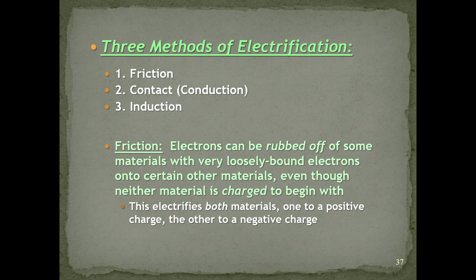So with friction, for example, we'll go through these step by step. In friction, electrons can be rubbed off of some materials with very loosely bound electrons onto certain other materials, even though neither material was charged to begin with. You're using the friction force to create a charge. Whatever you remove the electrons from will gain a positive charge, and whatever gains those electrons gains a net negative charge. Both are electrified.